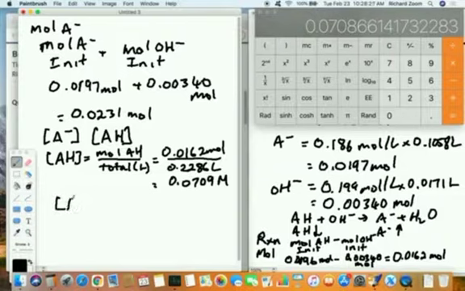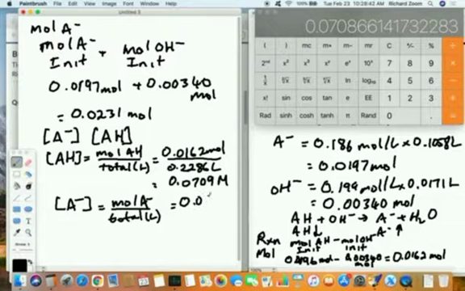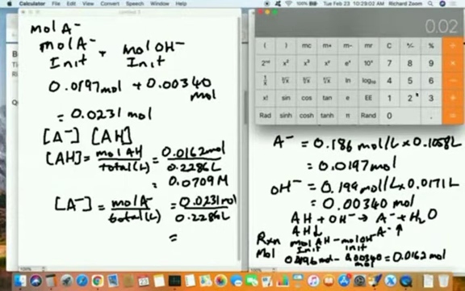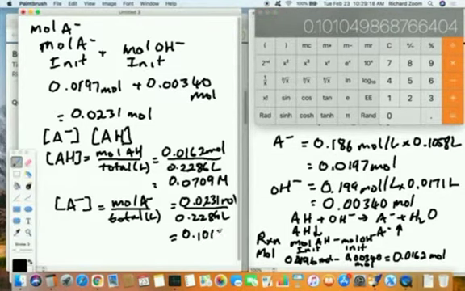That's molarity. And for the concentration of A minus, it'll be moles of A minus divided by the total in litres, which is going to be 0.0231 moles divided by 0.2286 litres, which comes out to be 0.101 molar. So those are the final concentrations there.